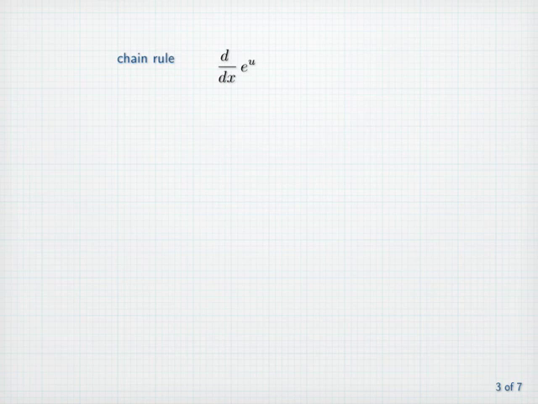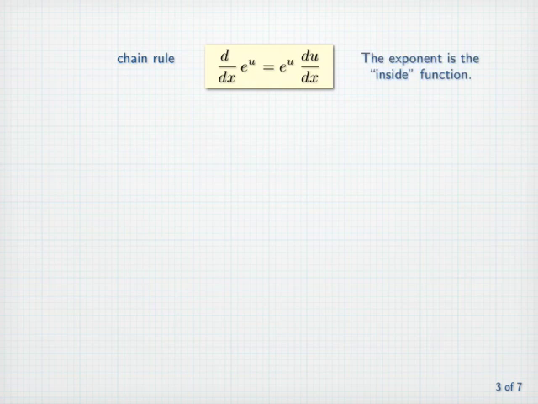Now, combining that fact with the chain rule, we have that the derivative with respect to x of e to the u equals e to the u times du/dx. The crucial thing to realize here is that e to the u is a composition, with u playing the role of the inside function. Now let's look at a few examples.